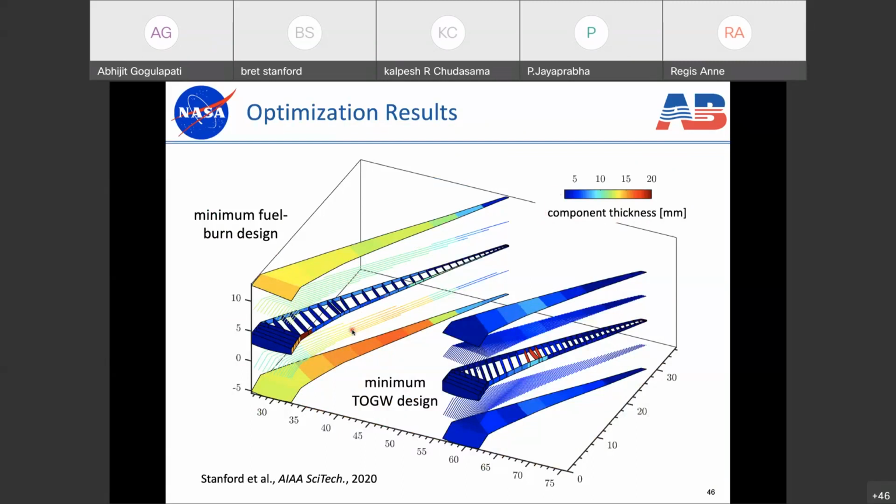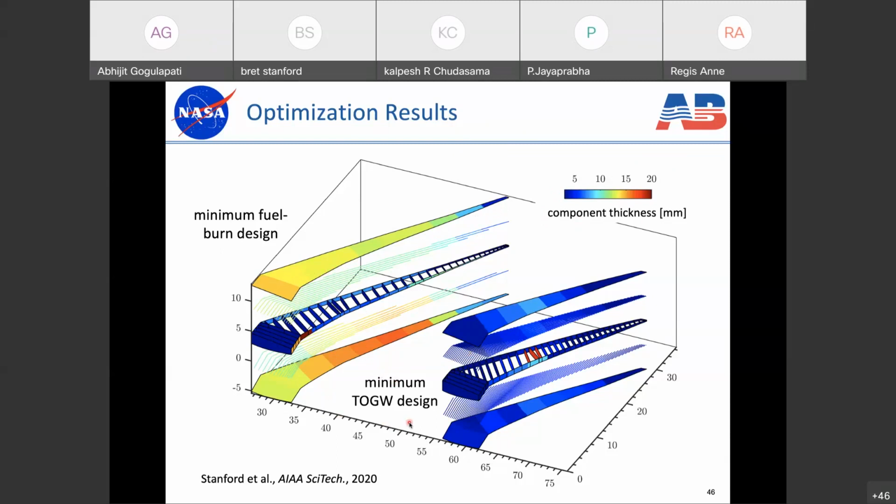So we're optimizing the topology: how many ribs, how many stiffeners, the orientation of the ribs and the stiffeners. We're optimizing the sizing, which is given by the color here. And then we're also optimizing the shape. And this wing shape happens to have a fairly high aspect ratio and a moderate amount of sweep, among other things. On the other extreme, we can try to minimize takeoff gross weight.